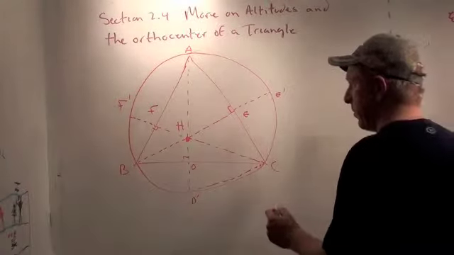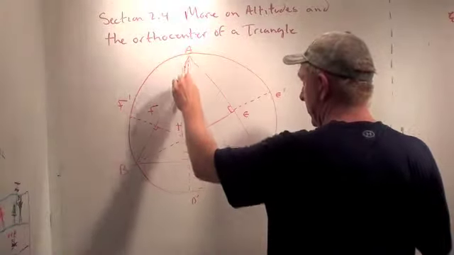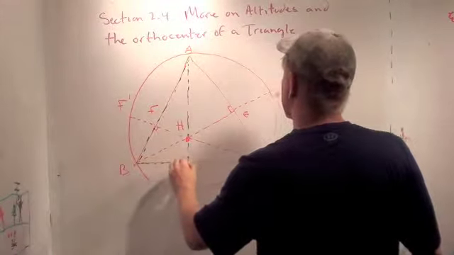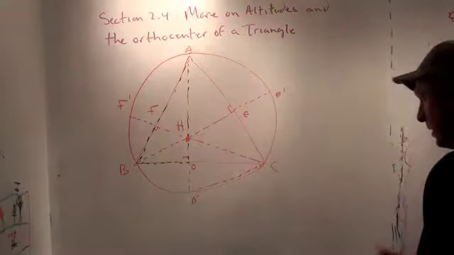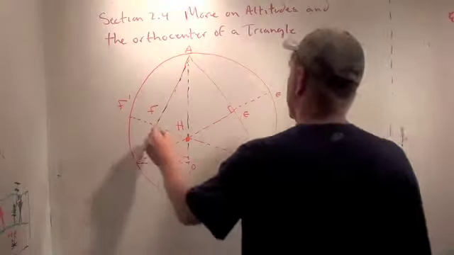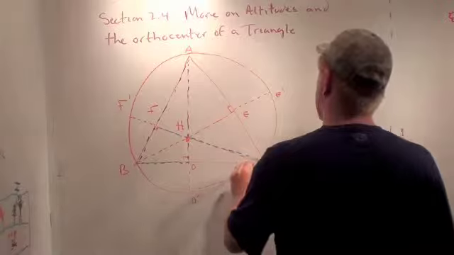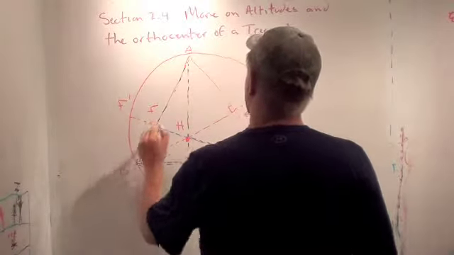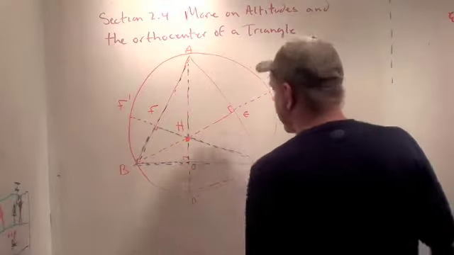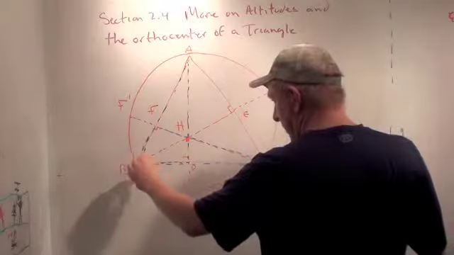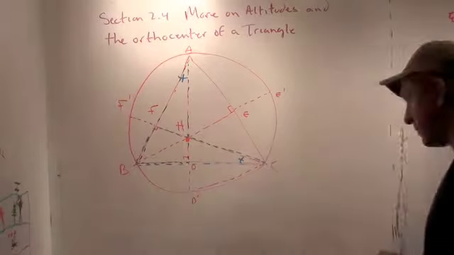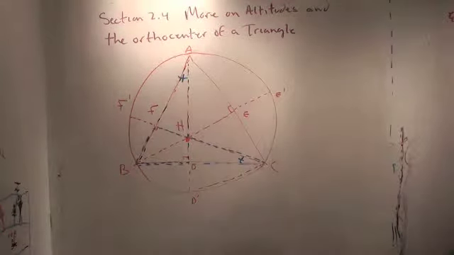The first thing the book points out is we've got a right triangle here, ABD, and we have a right triangle here, FCB. So we have ADB and CFB. They both are right triangles that have the same angle B in them, and that's going to tell us that this angle equals this angle. Well, that's pretty nice to know.